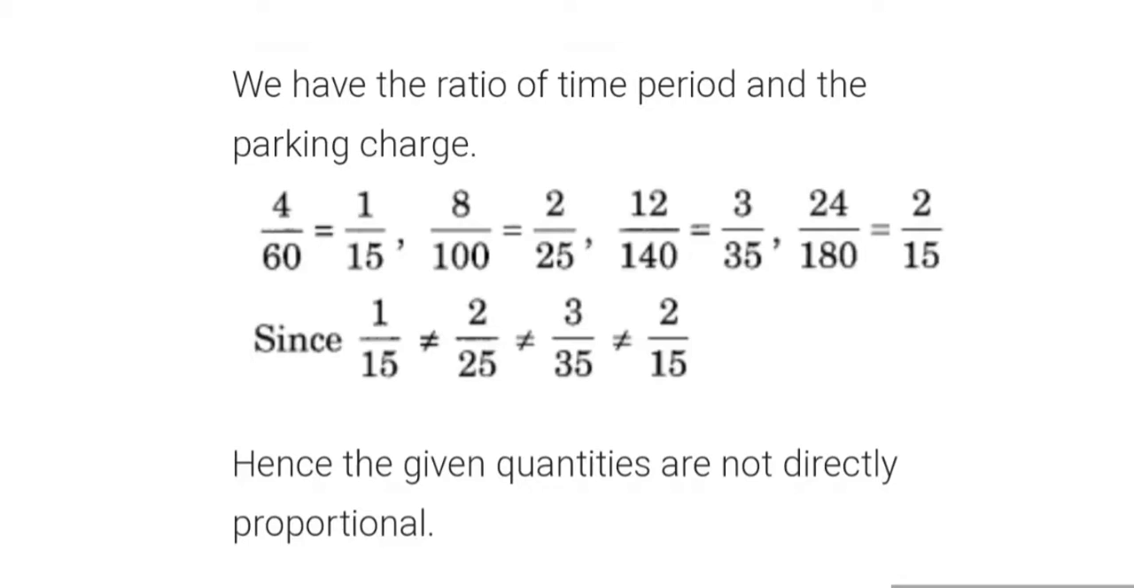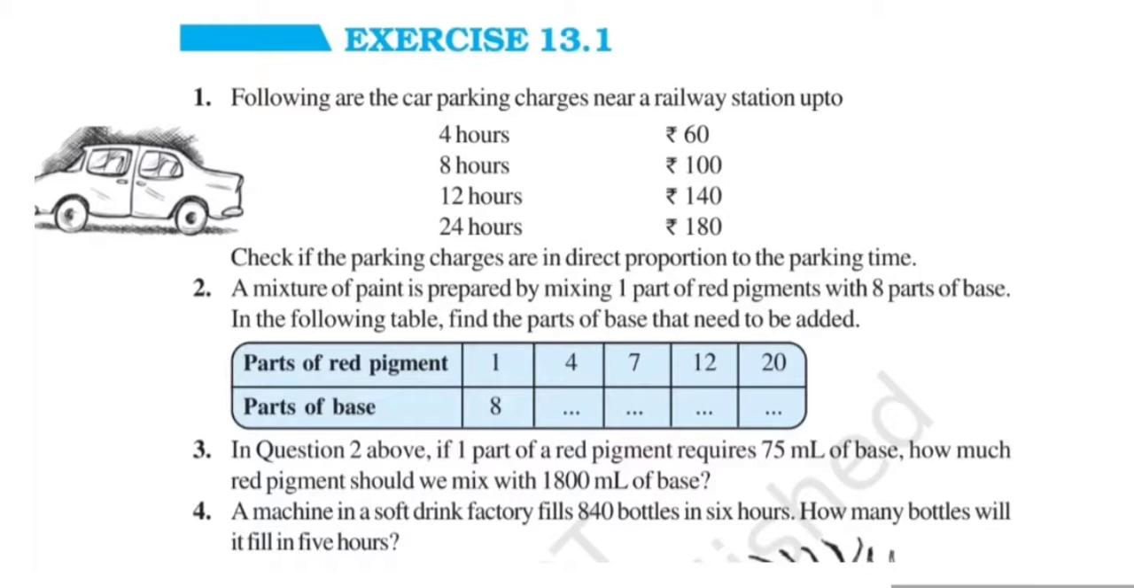Now see question number 2. A mixture of paint is prepared by mixing 1 part of red pigments with 8 parts of base in the following table. Find the parts of base that need to be added. So first one is parts of red pigment and second parts of base. When the red pigment is 1, the base is 8. Then 4, 7, 12, 20. So we have to find parts of base.